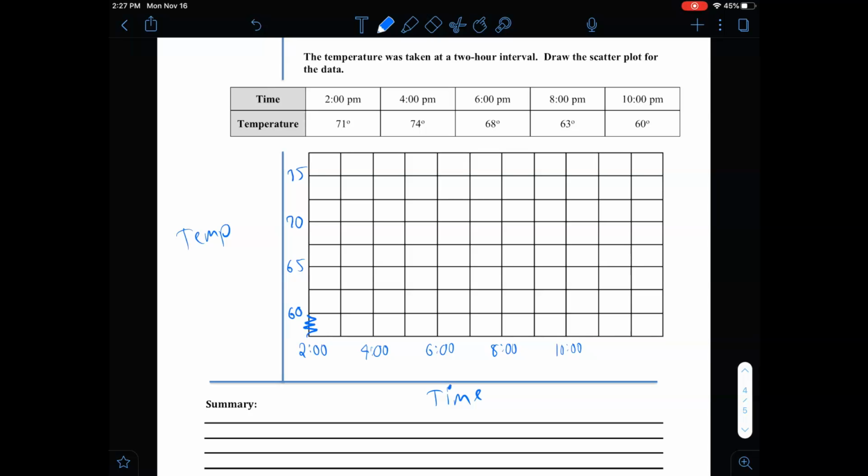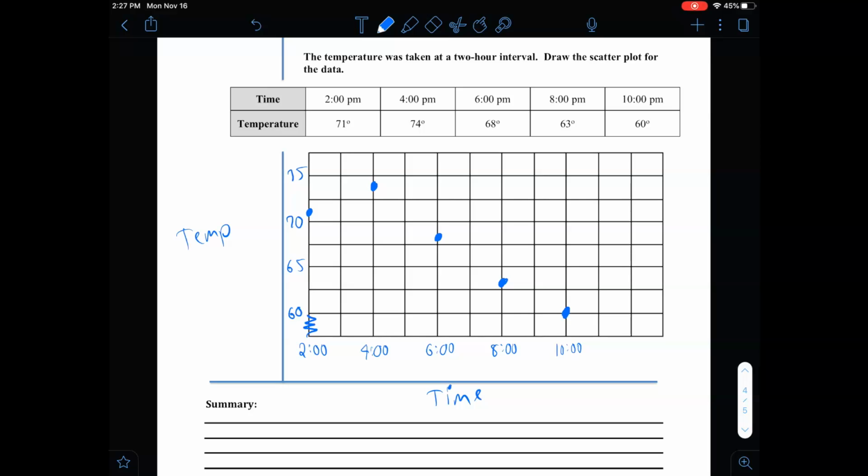All right, so for 2 p.m. we have 71 degrees. So right here in the middle is exactly 72.5. So 71 is going to be a little bit above 70. See if you can graph the rest on your own. See how you do. All right, 4 p.m. is 74. That's going to be a little bit below 75. We have 6 p.m. is 68, a little bit above 67.5, right in the middle here. 8 o'clock is 63 degrees, which is a little bit above 62.5. And then we have 10 p.m., which is going to be 60 degrees, which is right here.